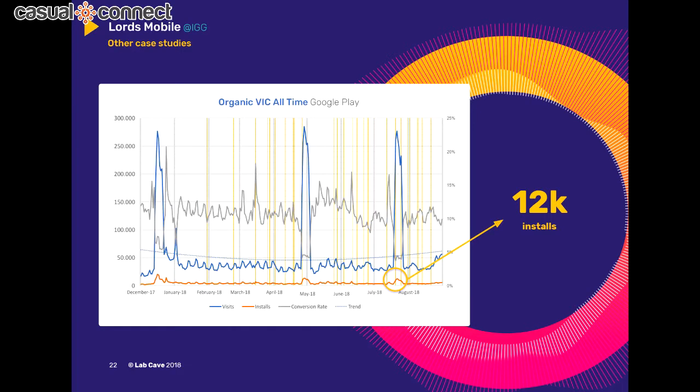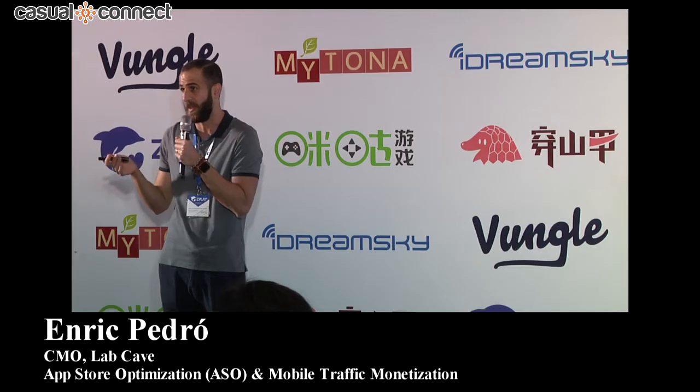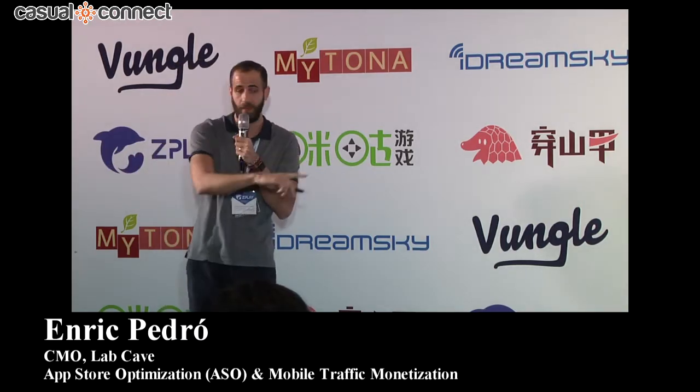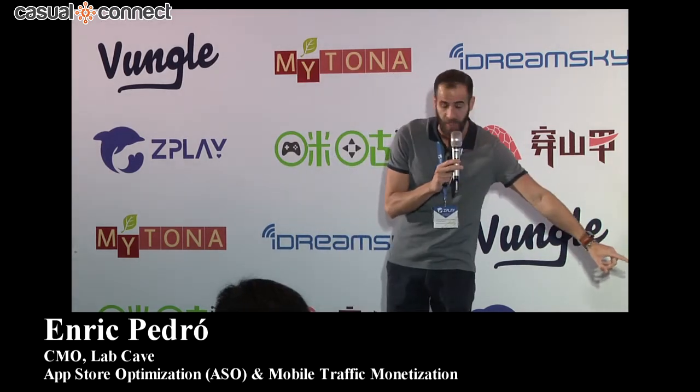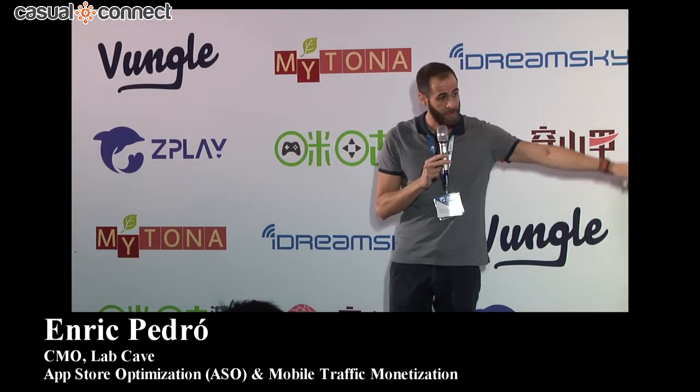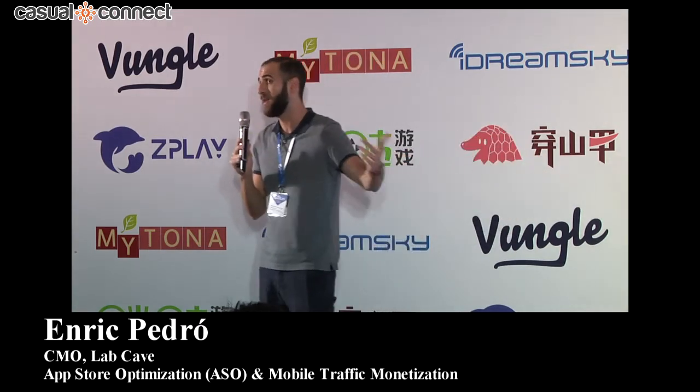Lords Mobile from IGG. You might probably know I Got Games, IGG. You will notice here an interesting trend. The blue lines have dramatic spikes. There's a specific reason for that. It's called a featuring. When Google Play or iOS, Apple, decides to feature the game, that's what happens. Obviously, the orange line, which is the number of installs, is quite small compared to the number of visits. Still, you will see that there is a huge increase once you get a featuring.